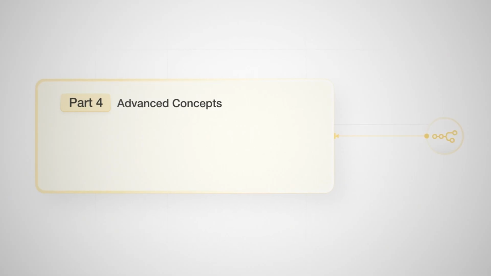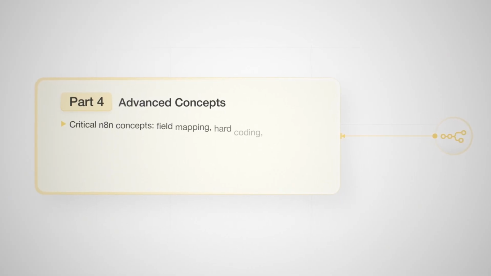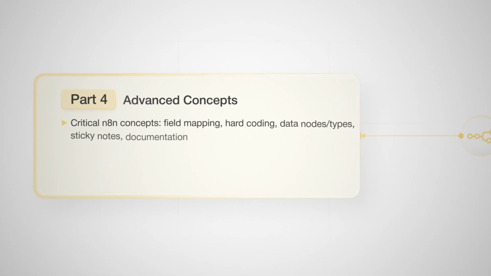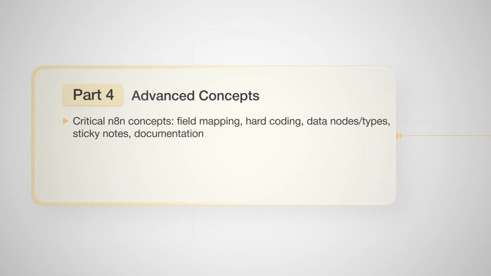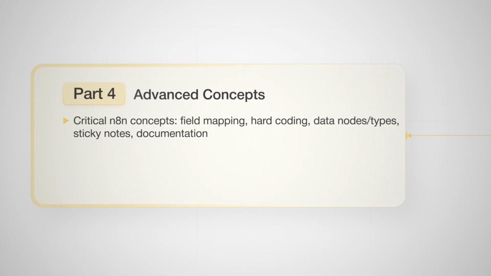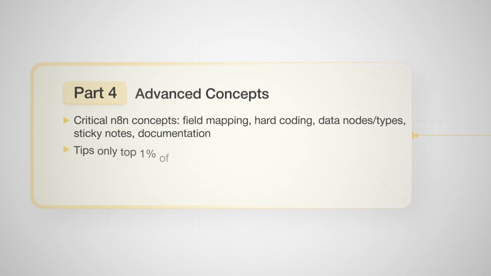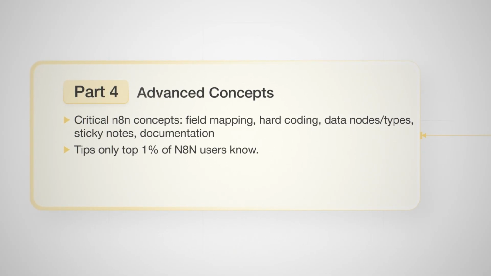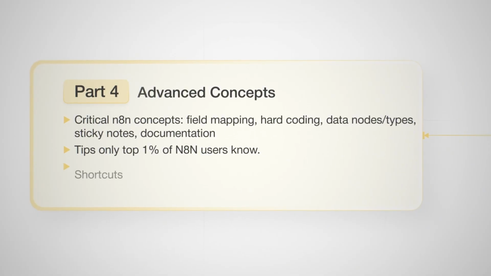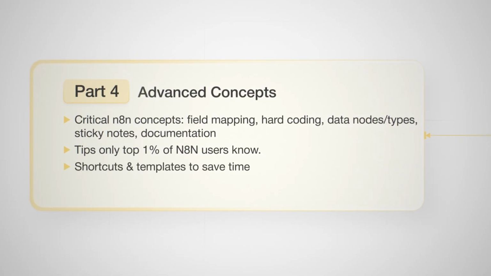In part 4, we will take a little step back. We'll go through some of the critical n8n concepts, covering things like field mapping, hard coding data, node and data types, sticky notes and how to document your workflows, and a bunch of other funky things that only the top 1% of n8n users are aware of. Things like shortcuts that will save you hours inside of n8n, as well as n8n templates that you can access so that you don't need to build workflows completely from scratch every single time.